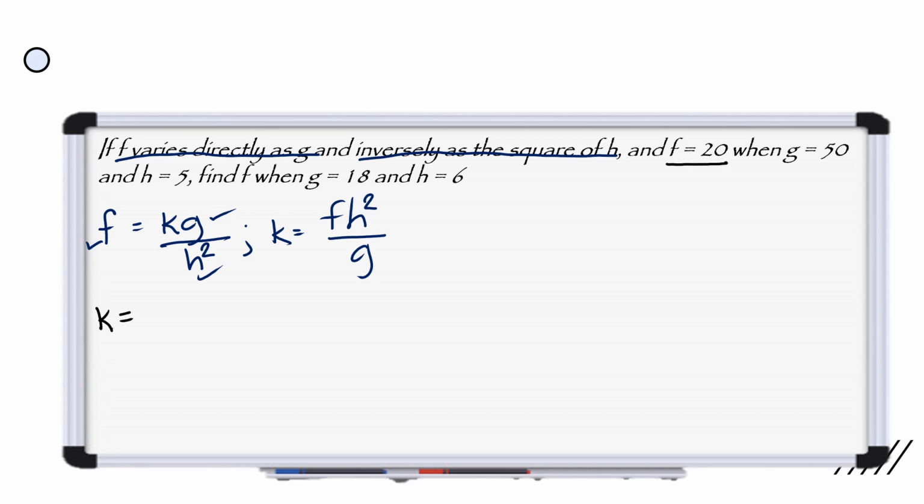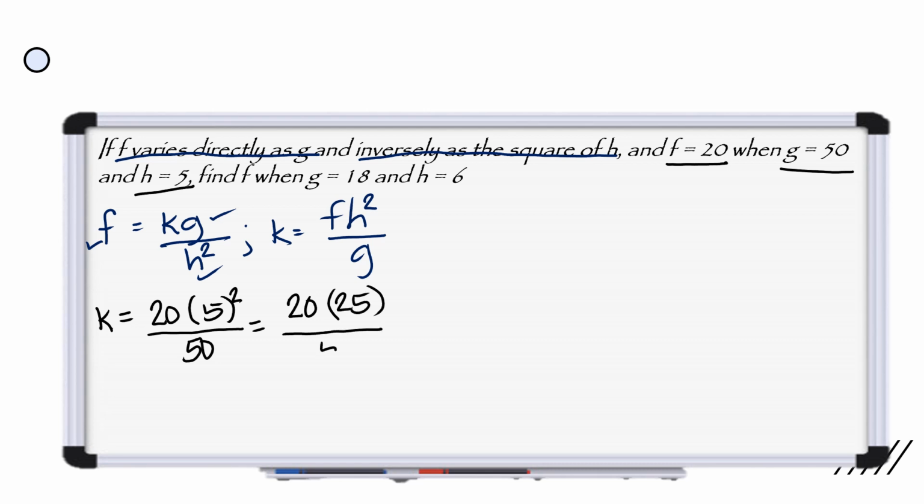The value of f is 20. The value of our h is 5. Let's square it first. All over, the value of g is 50. So, 5 times 5, that is 25. So, 20 times 25 over 50. So, you have 20 times 25. The answer is 500 over 50. So, 500 divided by 50, that is 10. So, our constant is 10.